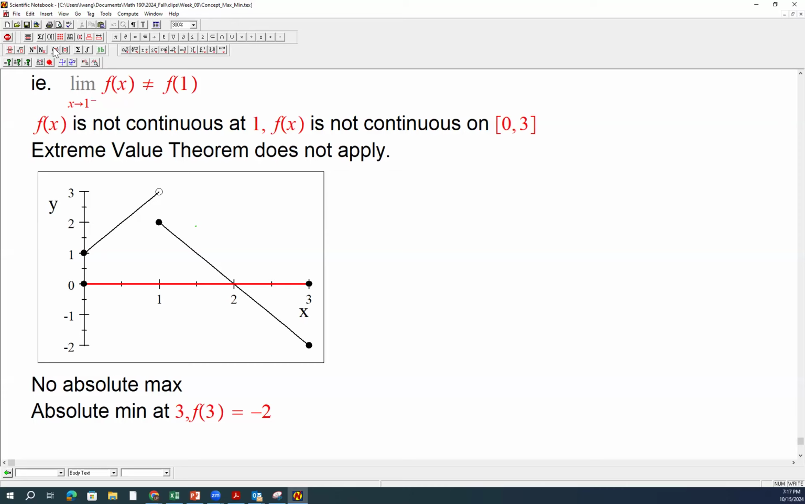Then we have a local min, right? We have local min. All right, we've taken care of absolute max, absolute min. Do we have a local max? Well, this piece may be a candidate for local max, but look at that little neighborhood. On this side is a max, but on the other side it's not. Therefore, this is not a local max.